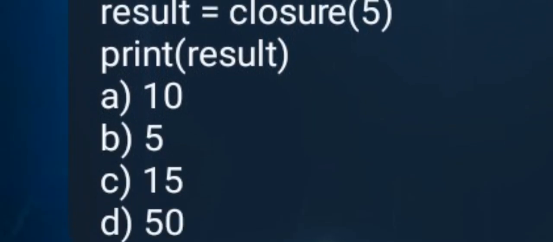Okay, so let's see if we have 15 in the options. A, 10, no. B, 5, no. C, 15, yes. C is the right answer. D, 50, no. So the right answer is C.